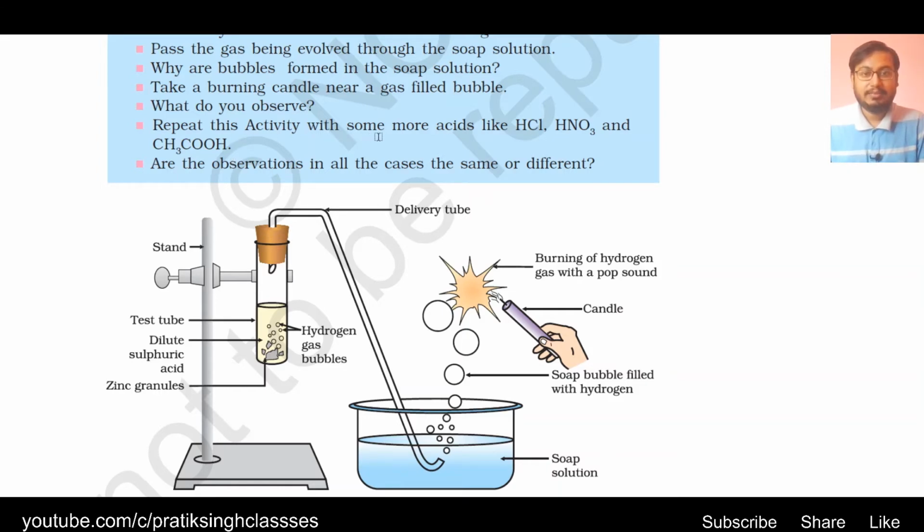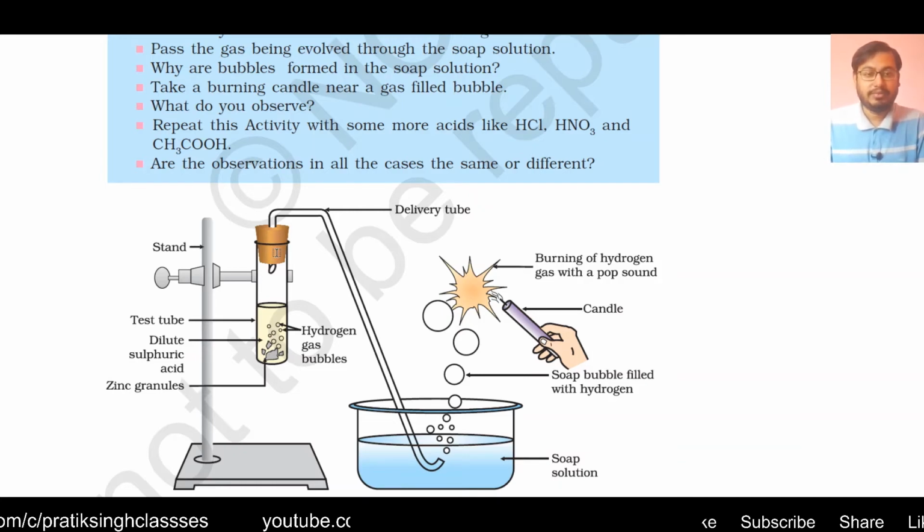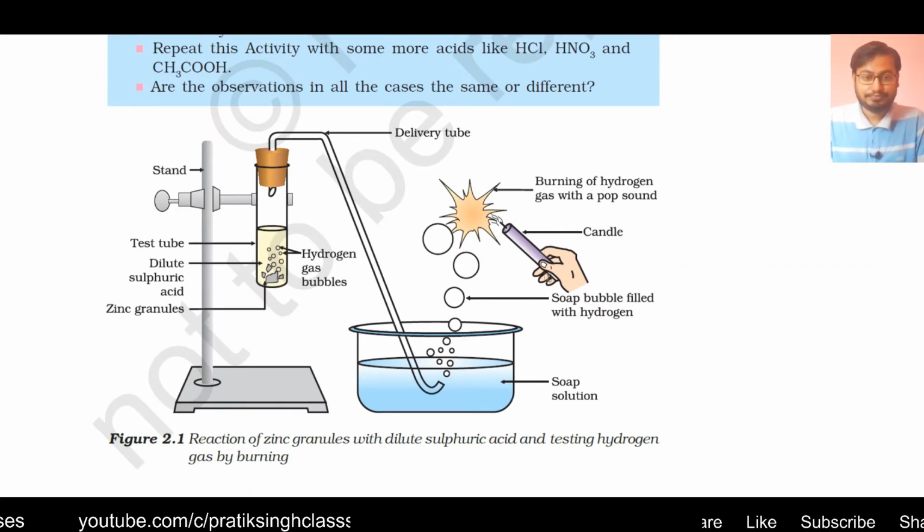Repeat this activity with some more acids like hydrochloric acid, nitric acid, acetic acid. Are the observations in all the cases the same or different? Whether you get the gas in the same quantity, whether some reaction happens or doesn't happen, whether the rate of reaction is faster or slower than this one. All these things you have to observe. Here the gas involved is hydrogen gas.